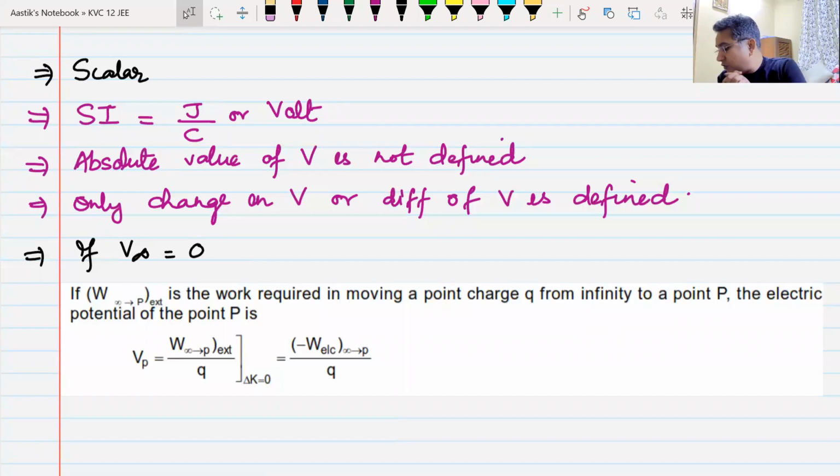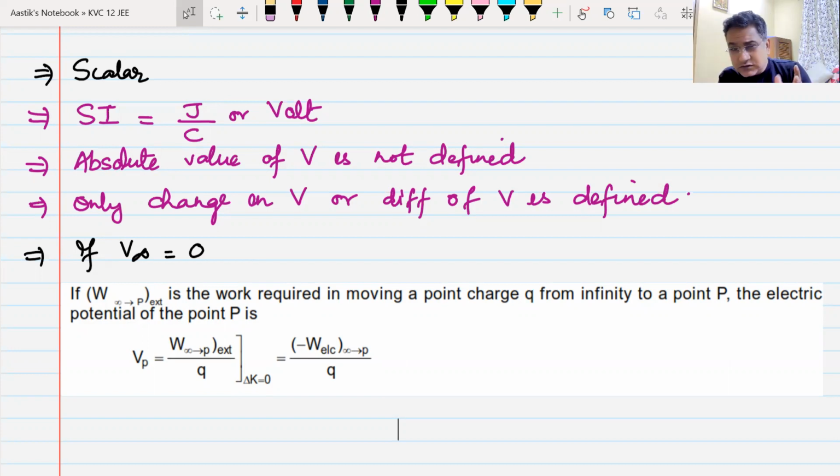Work required in moving a point charge Q from infinity to point P. The electric potential of point P is the work done by external force in moving the charge from infinity to P, keeping the kinetic energy change 0, or it is the negative of work done by electrostatic field in moving the charge from infinity to point P. That is how it is defined.